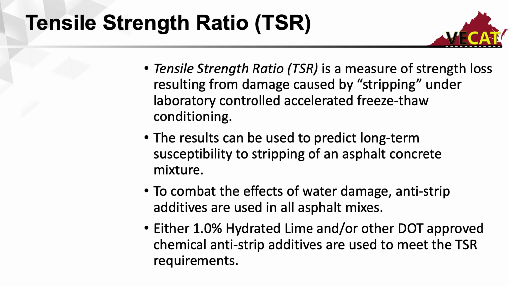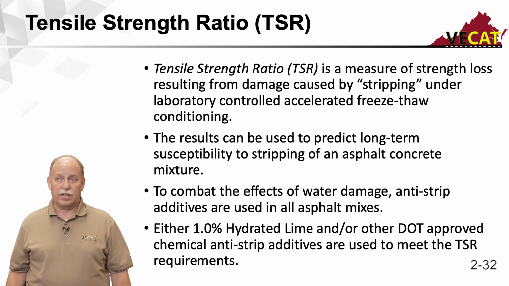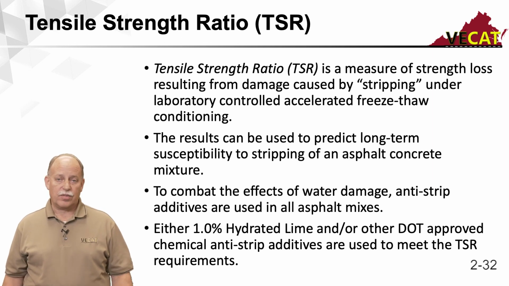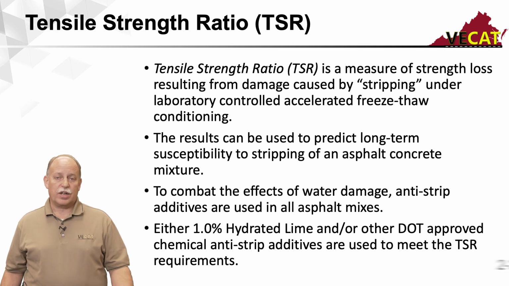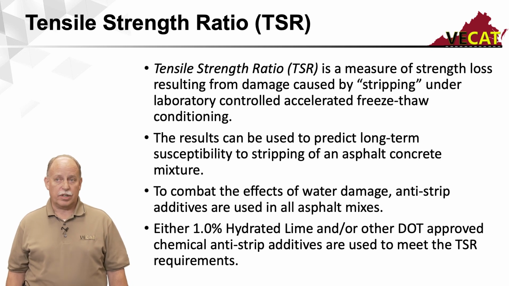Tensile strength ratio. Tensile strength ratio is the measure of strength loss resulting from the damage caused by stripping under laboratory controlled accelerated freeze-thaw conditioning. So obviously our pavements have a certain amount of damage over time. So what you're trying to do is replicate that in an accelerated condition to see what level of stripping is occurring at a specific pavement. Those results are used to predict long-term susceptibility to stripping in your asphalt concrete mixture.